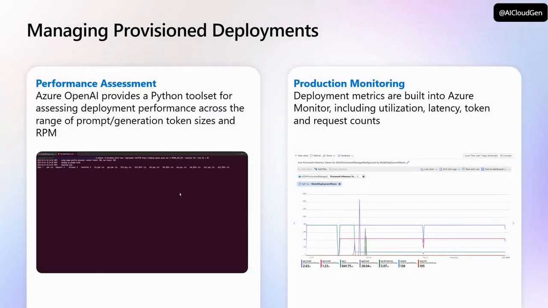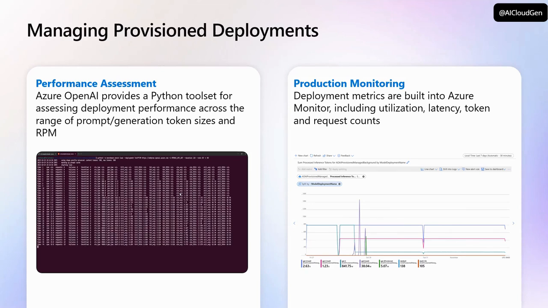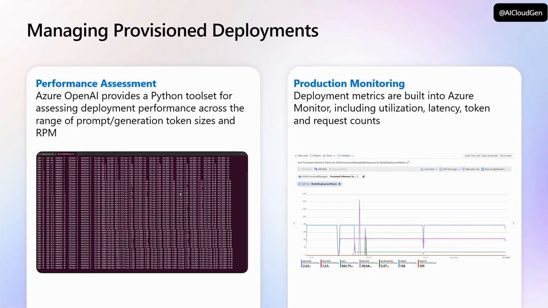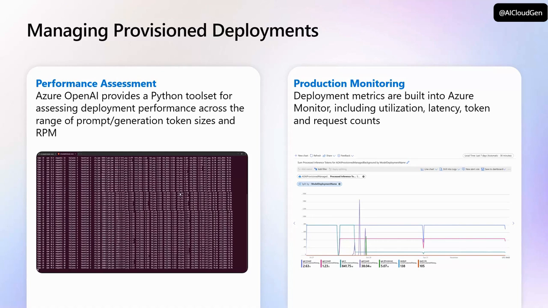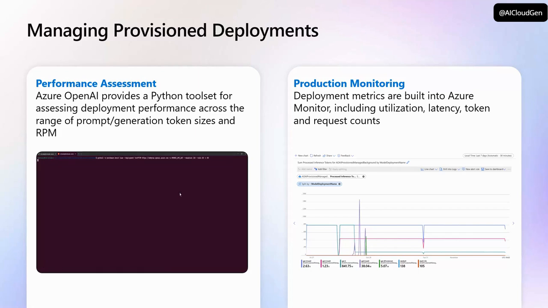You can also manage the provisioned throughput units. You want to see how many requests are coming through, what your utilization is, and your latency or token and request counts. You will be able to use the production monitoring and performance assessment tool set to keep an eye on your consumption, because if you are committing to a monthly commitment, you need to see how well you are utilizing it. That's what you can do with these tools.